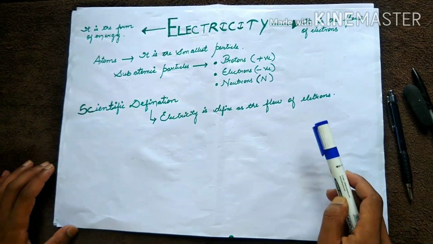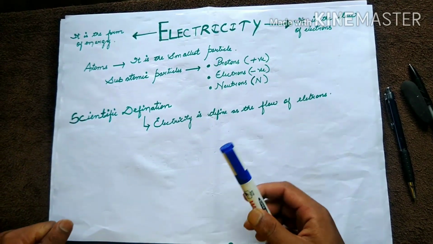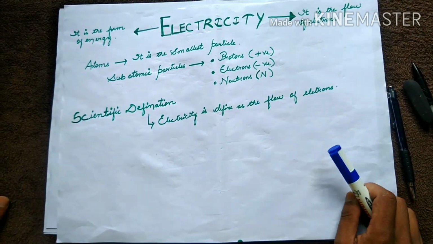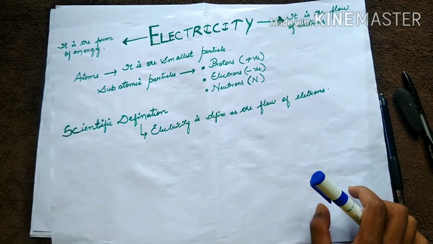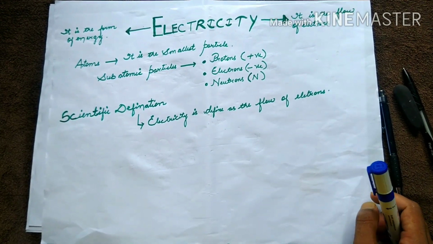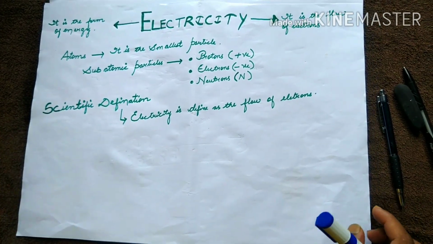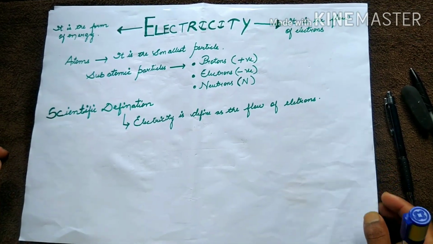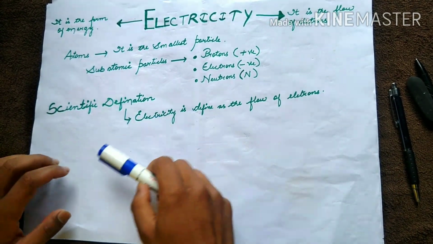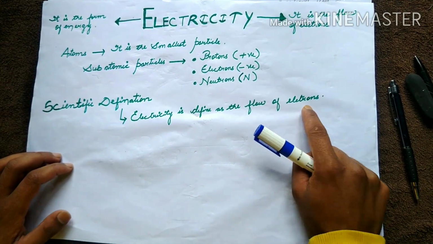Electricity. What is electricity? When the word electricity comes, the only answer in our mind is: it is a form of energy. Why? Because we have been learning from our smaller classes that electricity is a form of energy, which is absolutely correct. But in class 10 standard, this definition will not help us learn more about electricity. So in class 10, we will learn the scientific definition of electricity. That is, electricity is defined as the flow of electrons.